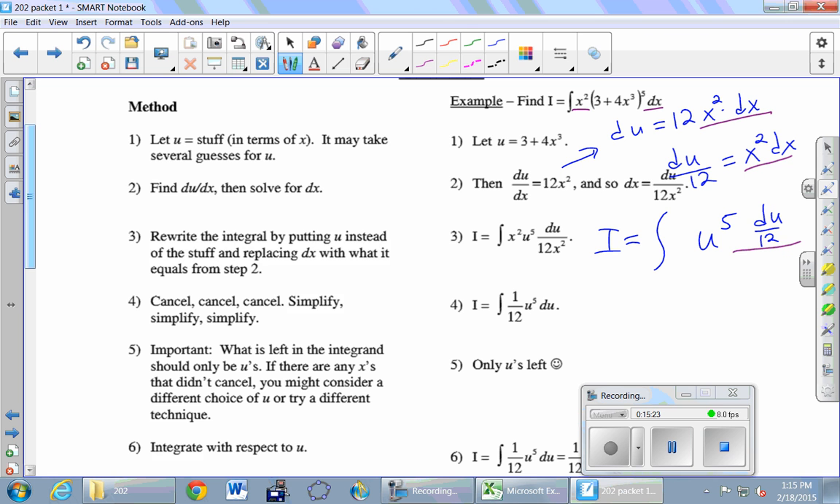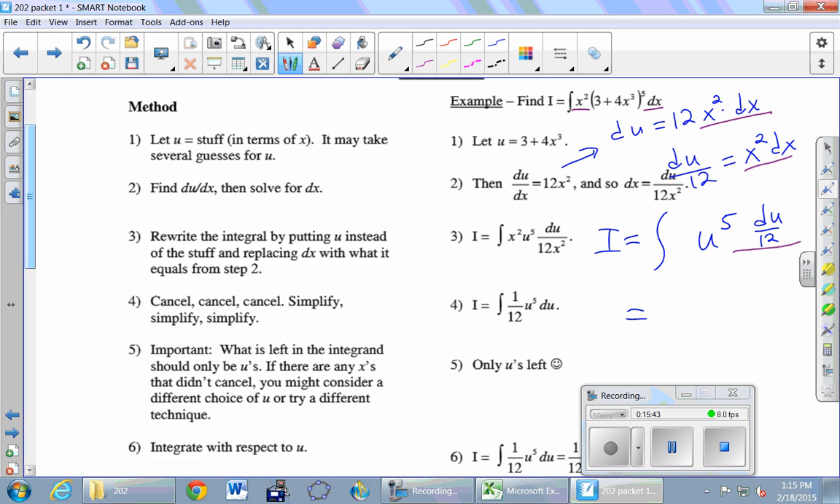Yes, and this technique did not work. If the x's don't cancel, the technique didn't work. No, exactly. It's got to be just one letter there. x with dx, u with du, but no mixing and matching. All right, lots of good questions.